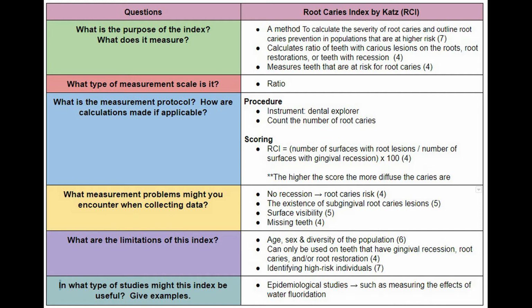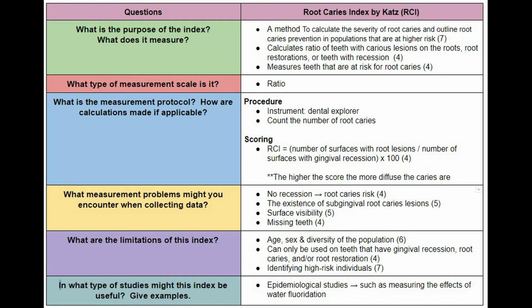Some of the problems of the RCI are high-risk caries with no recession, the existence of subgingival root caries lesions, surface visibility, and missing teeth. Some of the limitations of this index are age, sex, and diversity of the population. This index can only be used on teeth that have gingival recession, root caries, and/or root restorations. And it is hard to identify individuals that are at risk of having root caries.